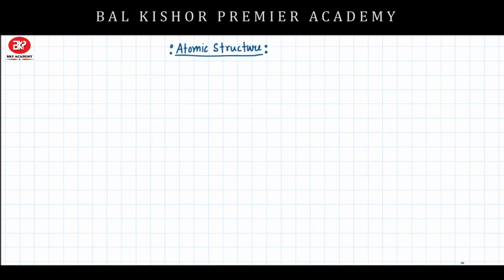In this video, we are going to discuss the atomic structure. We need to have some idea of the atoms to understand the semiconductor properties. So we will discuss the atomic structure according to the Bohr atomic model.